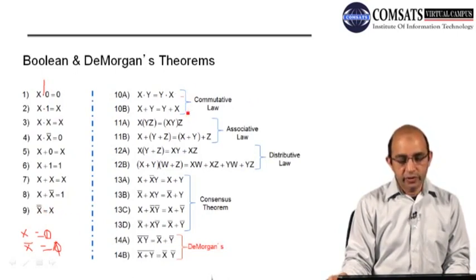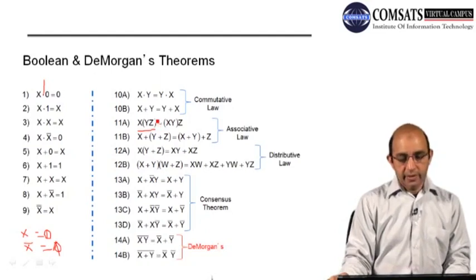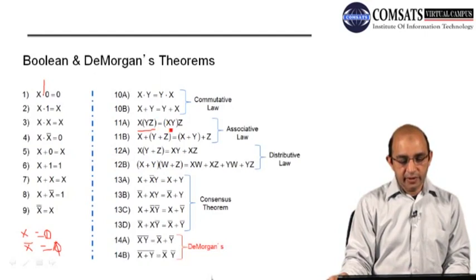So these are the commutative laws, right? You can commute x and y when we have the AND operation, and you can also commute x and y when we have the OR operation, right? And this is the associative law. Now here we have y and z associated, and we have placed brackets, right? And then over here on the right hand side we have associated x with y, rather than associating y with z. So this is the associative law.